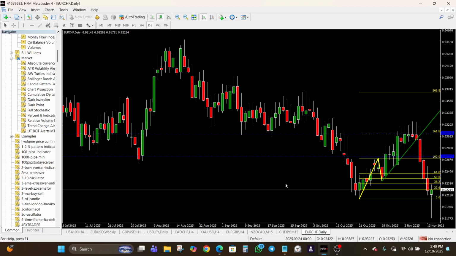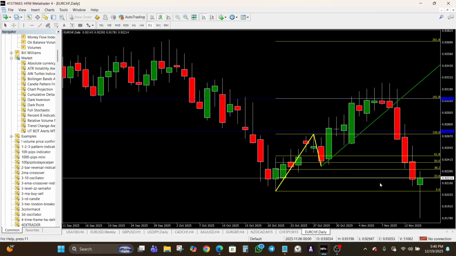Okay, so you can see that the indicator functions like the Fibonacci retracement, right? Like a combination of the Fibonacci retracement and a bit of extension. So you can see right here, the indicator plotted these Fibonacci levels. It's going to help you identify possible reversal points.